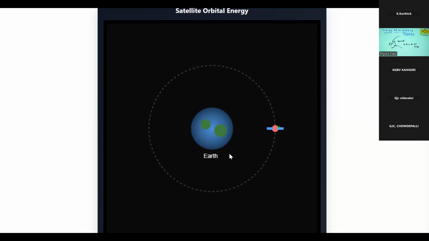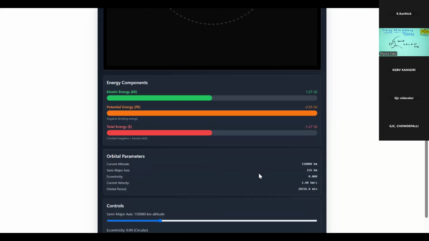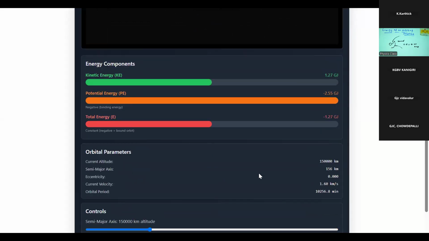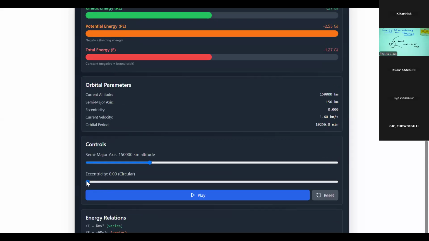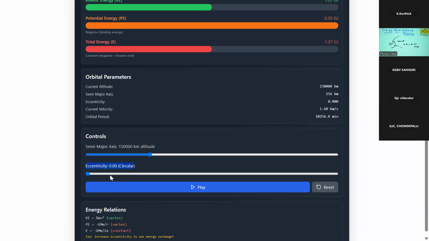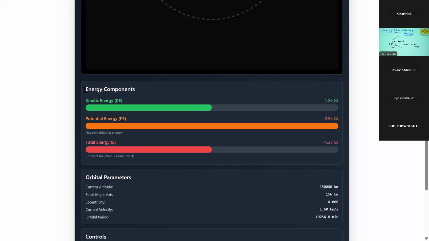Okay, right. So notice here we have eccentricity, 0.00, for a circular orbit, which means our satellite is in a perfectly circular orbit. Let's look at the numbers on the right. So eccentricity 0.00 means circular. Now look at the energy components here. We have three main values: kinetic energy, potential energy, total energy.